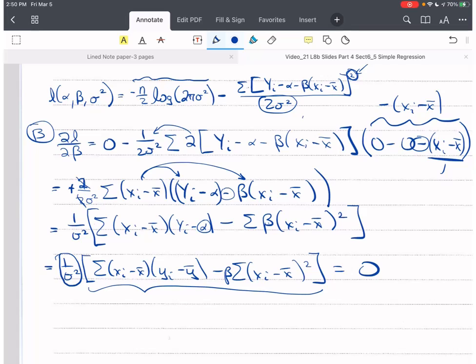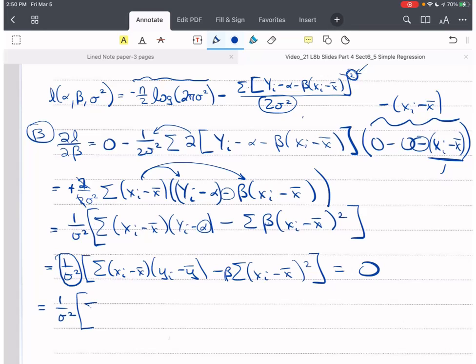And so before I do that, I'm going to simplify, because by simplifying this, it makes it easier when I take the second derivative. So I've got equals 1 over sigma squared, and then I'm going to use a trick. I'm going to distribute yi minus y bar across xi minus x bar. Okay?